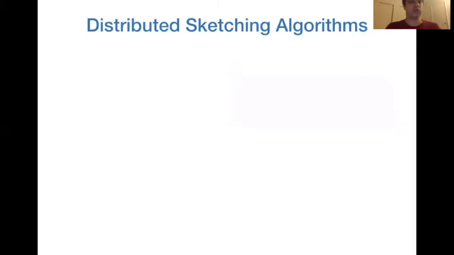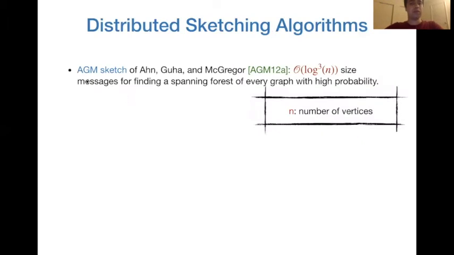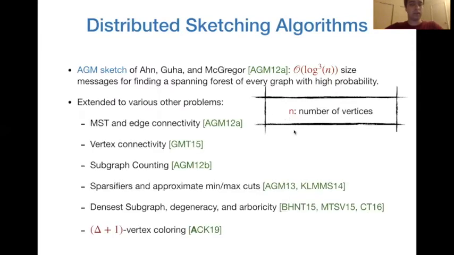Now I showed you some concrete solution to some rather artificial problem, but this is basically the basis of this super nice result by Ahn, Guha, McGregor that gives log n to the power 3 size sketches for finding a spanning forest of any graph. It's a randomized algorithm that works with high probability. And here and throughout the talk, n is going to be the number of vertices.